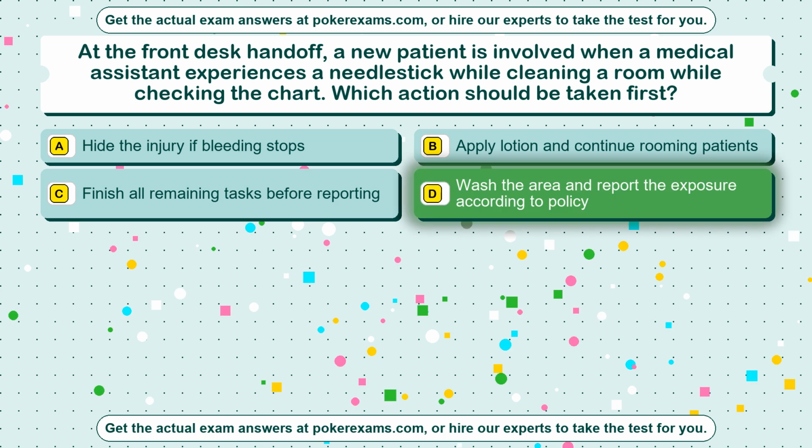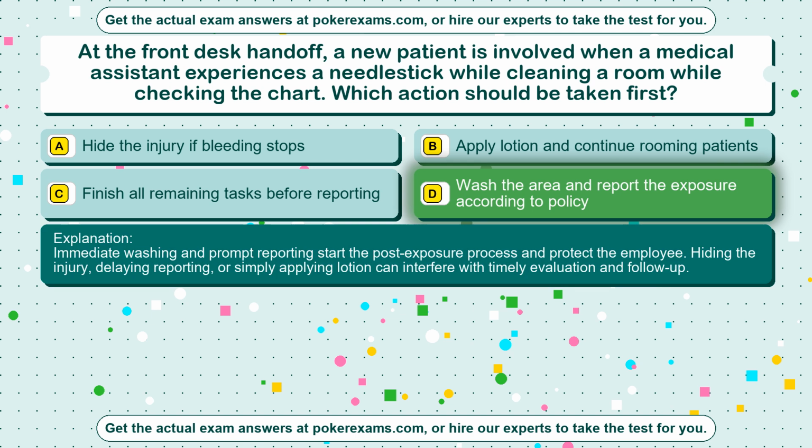The correct answer is option D. Wash the area and report the exposure according to policy. Immediate washing and prompt reporting start the post-exposure process and protect the employee. Hiding the injury, delaying reporting, or simply applying lotion can interfere with timely evaluation and follow-up.